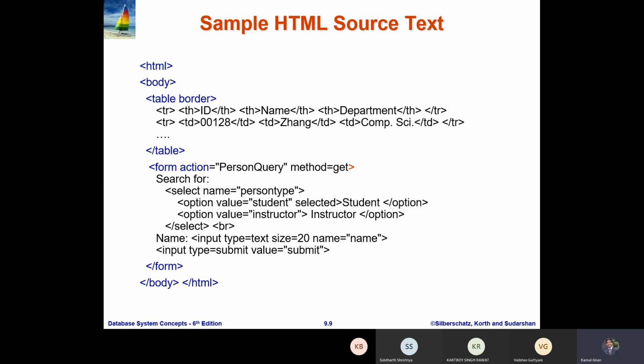Tr means the table row, and we use the closing command also. And then we close the table. Then we develop a form for this page, and the form here is called personal query, and we have given some fields where the users can fill in the values, and then we can submit with the buttons.